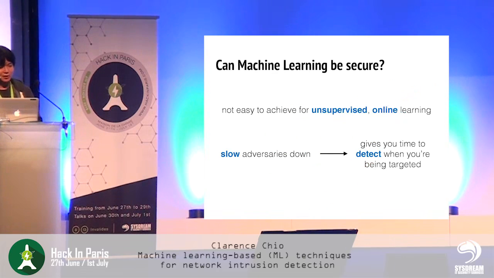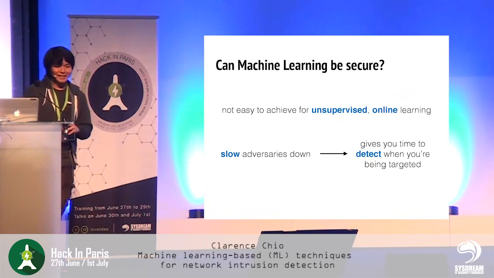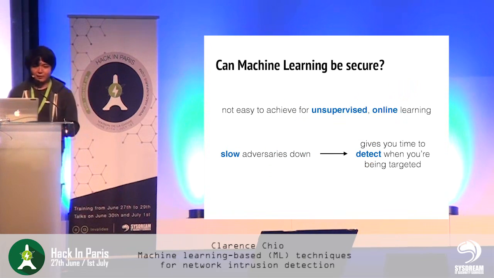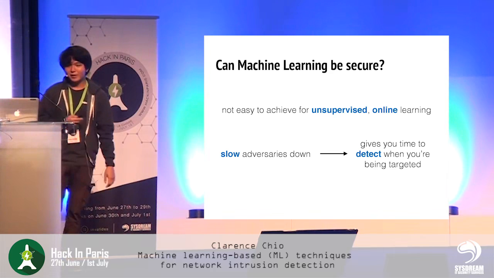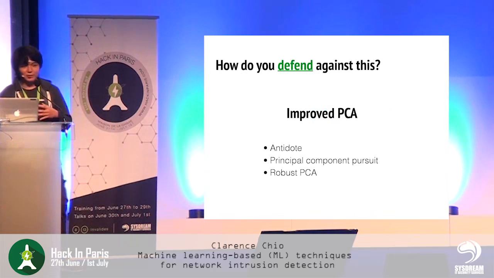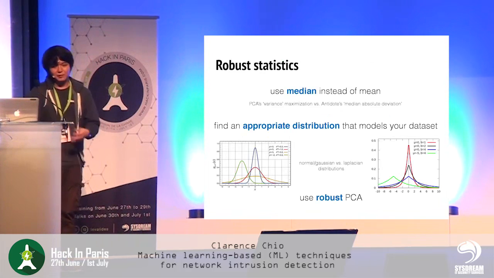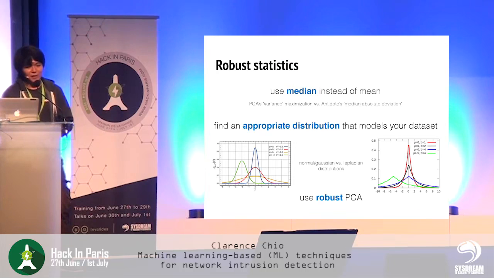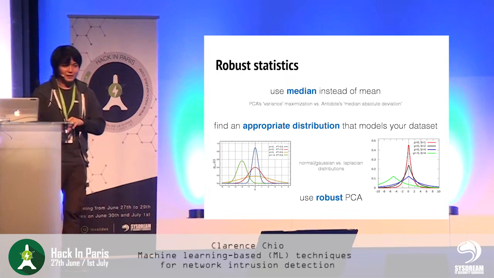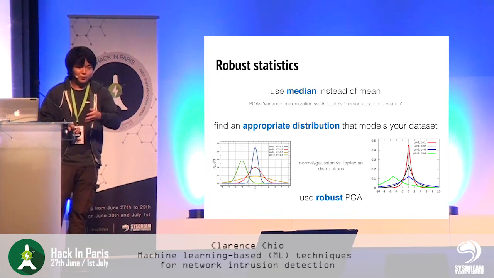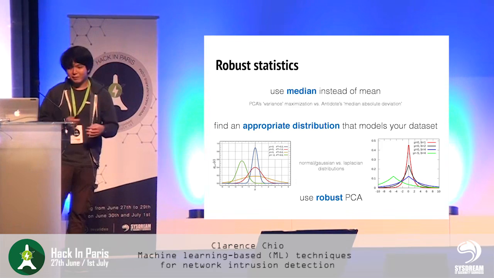It's not easy to achieve unsupervised online learning. The thing is to slow adversaries down. I think in any security context, it's the same, and to give yourself time when you're being targeted. So you do this with a bunch of statistical methods like improved PCA, which basically use medians instead of means. You maximize the median instead of your mean, because median is a much more robust criterion for statistical analysis. When you have an outlier that comes into your model, it shifts the mean a lot, but not the median.